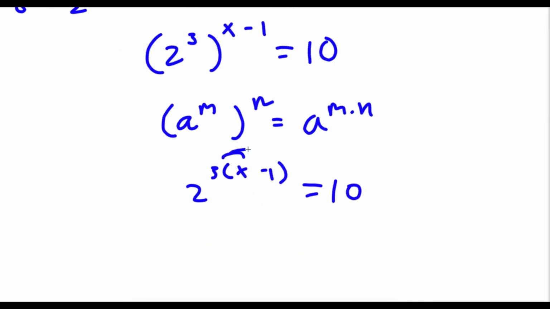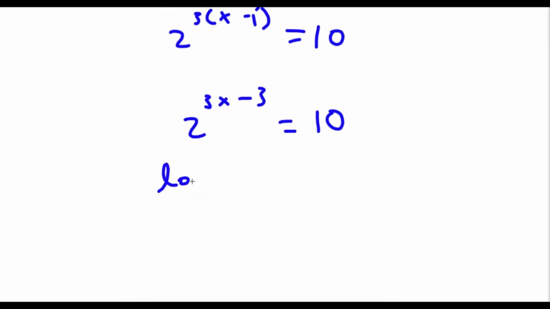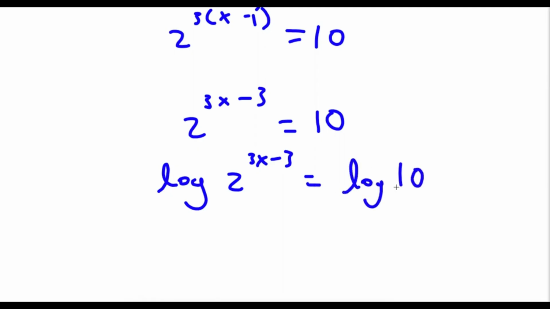And now I can distribute the 3. 3 times x is 3x. And 3 times negative 1 is negative 3, is equal to 10. Now, if I take the log on both sides, I have log 2 to the power of 3x minus 3 is equal to log 10.